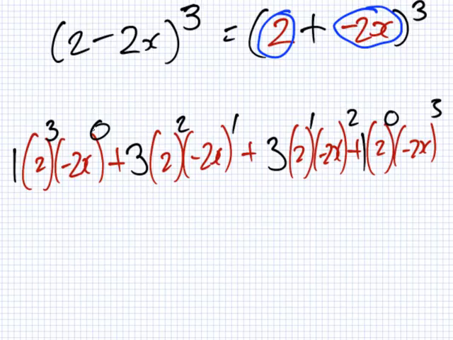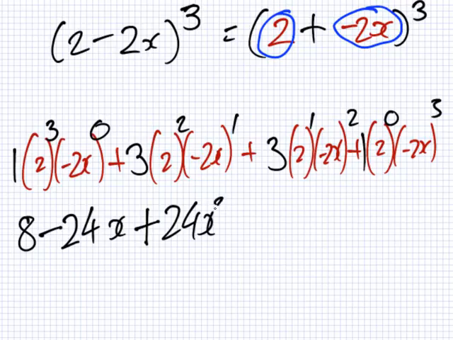Minus 2 to the power 0 is still 1, 2 cubed is 8, 2 squared is 4, times 3 is 12, times minus 2, so this will be minus 24x. Minus 2 squared is 4, times 2 is 8, times 3 is 24, with a plus. And finally, minus 2 cubed is minus 8, times 1 times 1. So minus 8x cubed at the back. Okay. So really with the minuses it's not so different.